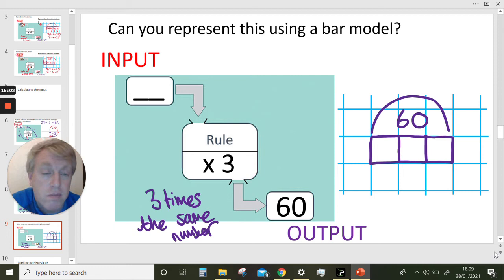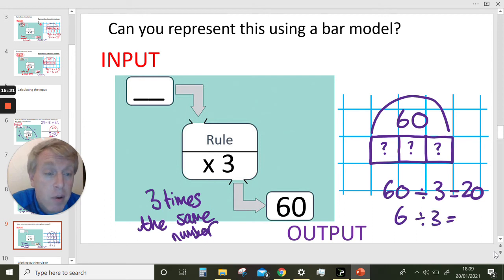it's 60. Well, that means to work out what each of the three parts is, the 60 is split into 3 equal parts. 60 divided by 3, because 6 divided by 3 is 2, 60 divided by 3 is 20. So our number is 20.